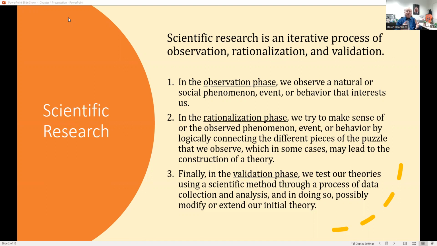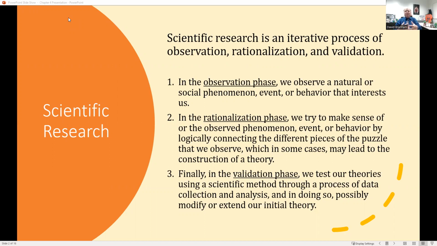Now, this is only in the first chapter, basically, or the start of the chapter. And I think, though, that it's a very good outline of what is done in scientific research. One, in the observation phase, we observe a natural phenomena in our society, an event or a behavior, and we look and see what interests us, and we try to answer questions, to have theories about what's going on.